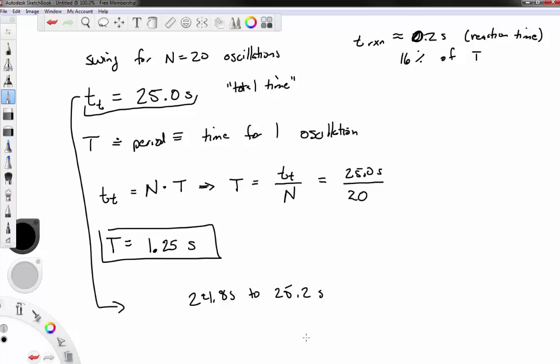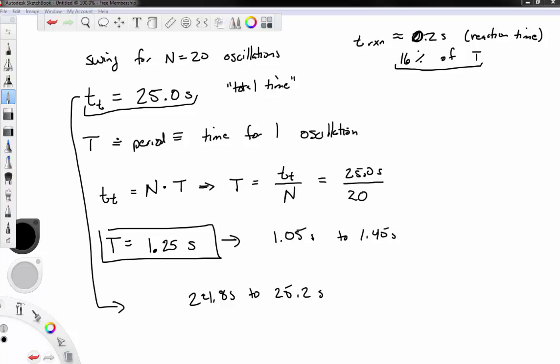Again, the range is about the same. This one would have been 1.05 seconds to 1.45 seconds. I'm basically subtracting 0.2 from this number, and then I'm adding 0.2 to this number, and then ditto for this one. So you can see, again, this is plus or minus 16% of the period, but what fraction is it of the total time? Well, you can do that basically by putting 0.2 and dividing by 25, and then multiplying that number by 100 to get the total percent.